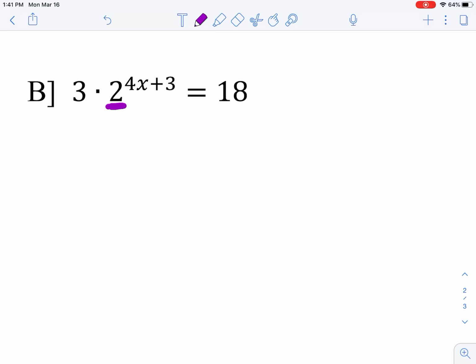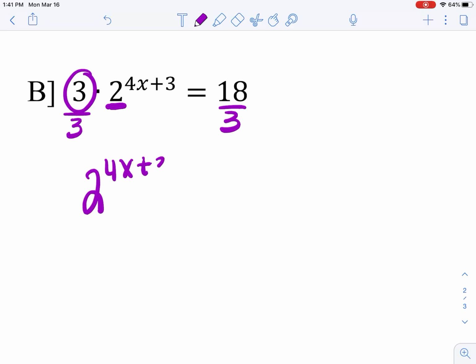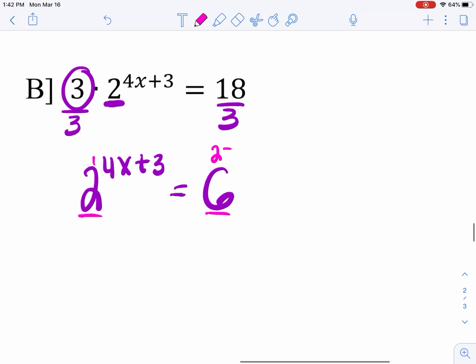All right, this one, I want to first see if I can rewrite these both as a base of 2, but I have this 3 in the way. So I'm going to start by dividing both sides by 3 to get it out of the way here. 2 to the 4x plus 3 equals 6. I'm going to look at a 2 and a 6 to see if I can rewrite them as the same base. 2 can be 2 to the first power. Can 6 be 2 to some power? It can't. People want to say, oh, it's 2 times 3. I'm looking for exponents here. So I can't rewrite them to have the same base, so I'm going to log both sides.